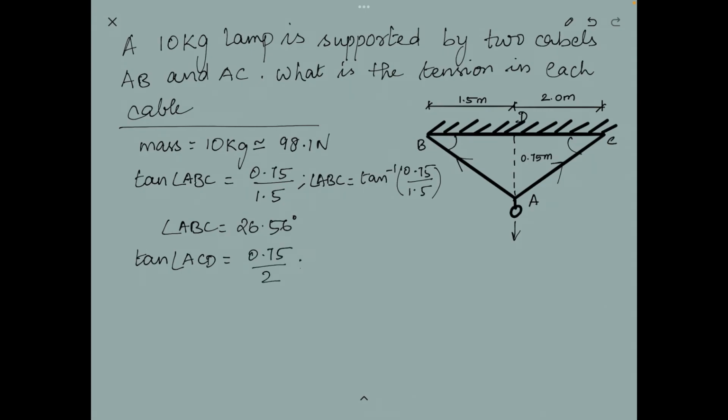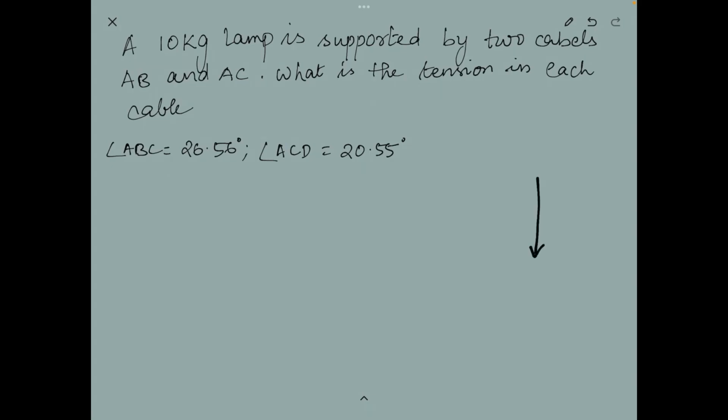Similarly, when we calculate the tan of angle ACD, we have 0.75 divided by 2, and angle ACD is equal to tan inverse of 0.75 divided by 2. So solving this, we will get angle ACD is equal to 20.55 degrees. Now we have the angles that we needed, and let's redraw this system of forces. So the weight of the lamp will act in this direction, which is 98.1 Newton. This will be the tension on the string AC, so this is TAC, and this will be the tension on the string AB. So this will be TAB.